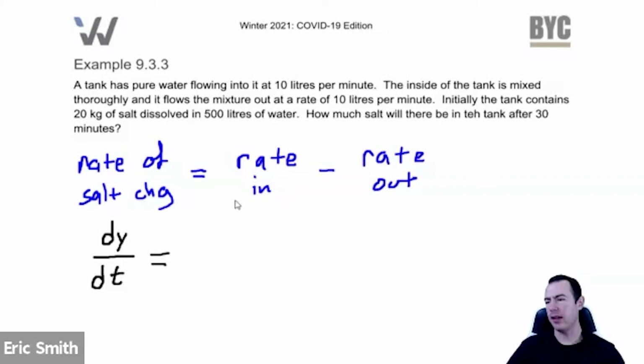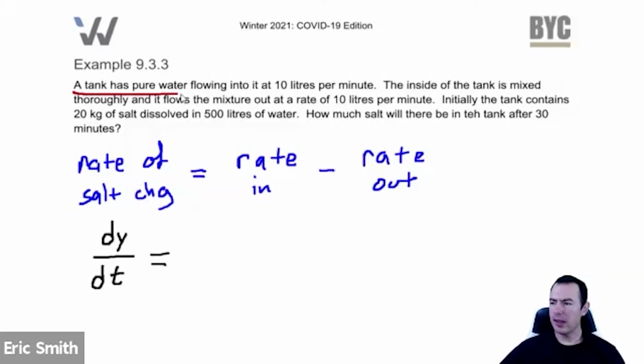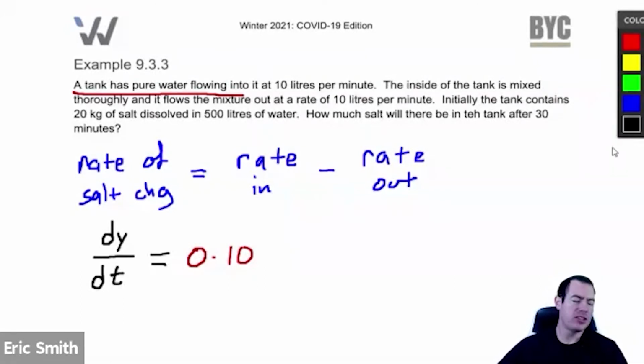All right, initially it says that we will be pumping something into this tank, but what we're pumping into the tank is nice, pure water, so it doesn't have any salt coming in. So I can think of 0 kilograms of salt coming in at a rate of 10 liters per minute. It may seem a little funny to write that in there, but essentially we just have 0.